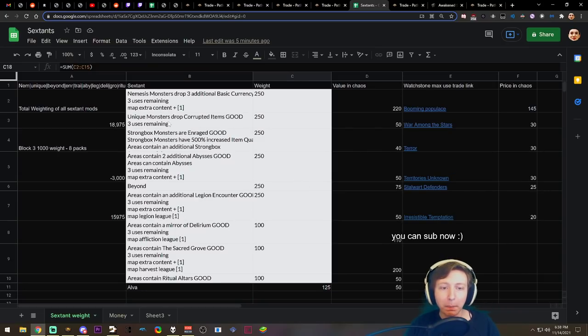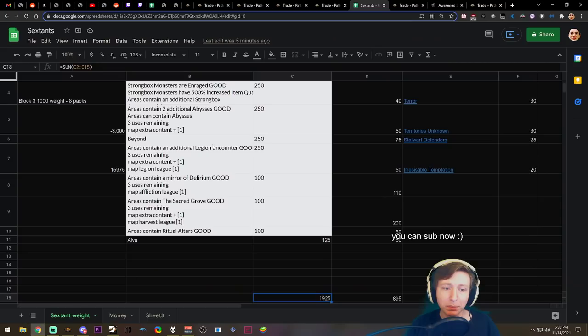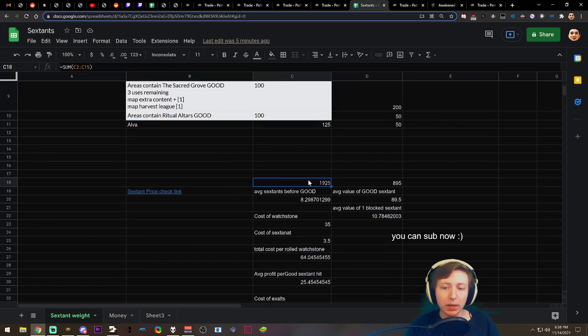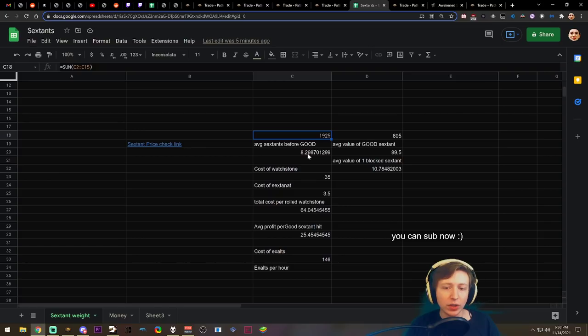Nemesis, monsters dropping corrupted items, Strongbox and Rage, Two Abyss, Beyond, Legion, Mirror of Delirium, Sacred Grove, and the Ritual, and Elva. I think Elva can sell. If it doesn't, then whatever. You'll just roll over that later anyway. But I've added all of these weightings up, and that weighting is 1,925.